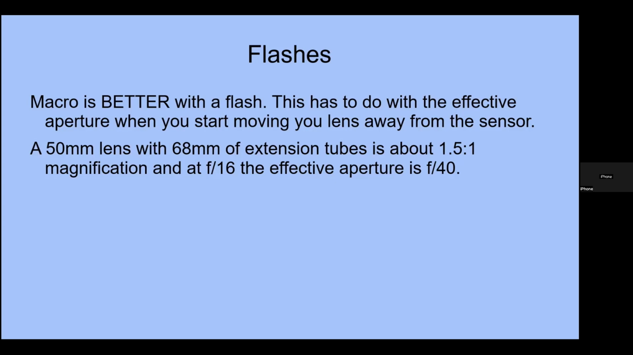So a regular flash, you can use that off camera, or even on camera if you have some kind of diffuser that you can diffuse the light with. You don't use a whole lot of power, but the higher the magnification, the more important it is to have light. This is a twin flash.